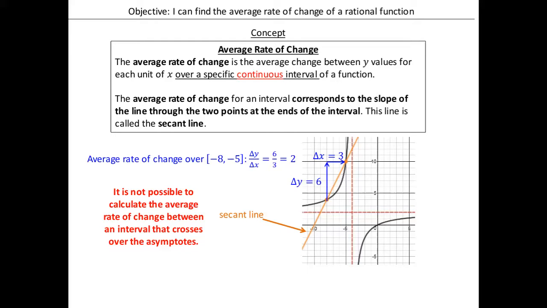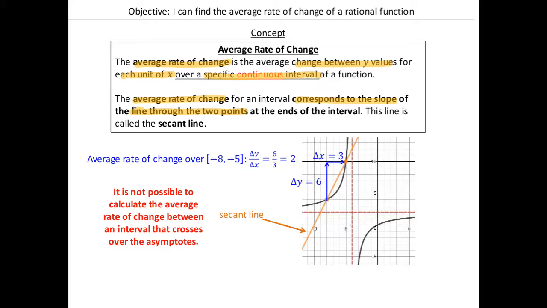We have our concept for today. The average rate of change is the average change between the y values for each unit of x. And then we have a specific continuous interval for a function, okay? And so then the average rate of change corresponds to the slope of the line through the 2 points at the ends of the intervals, and this line is called the secant line, but again, that's not really relevant to Math 3. That comes more important when you get to like pre-calculus and calculus.